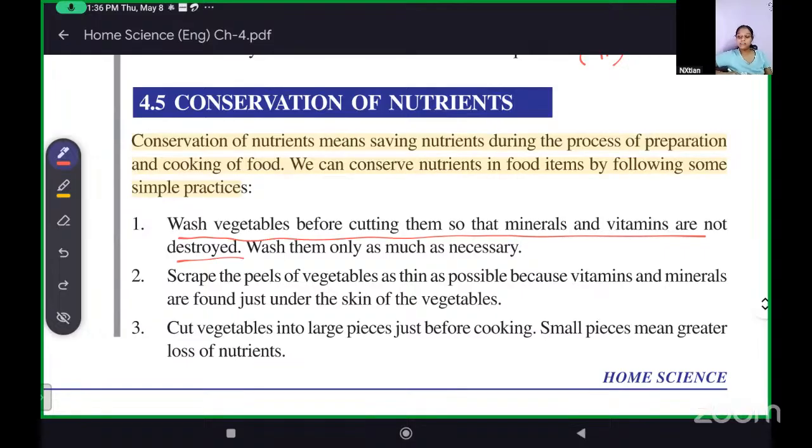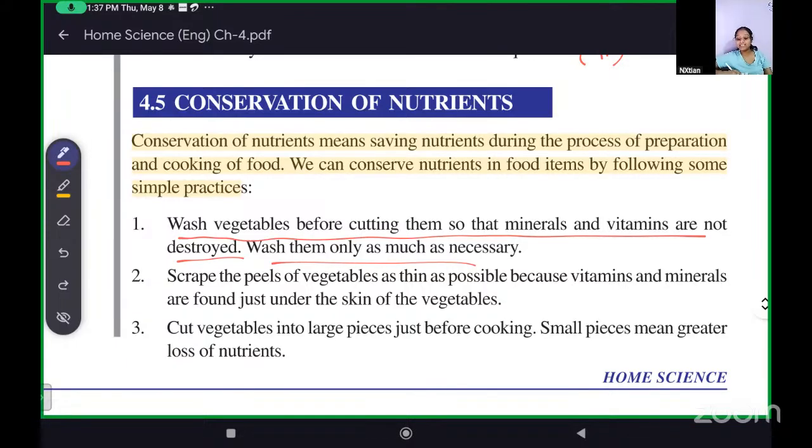Wash them only as much as necessary. Not washing them unnecessarily five times, but only when necessary. Don't do it like first we wash them, then we cut them, then we wash them again, then we keep them for some time, then before eating we wash, then after eating we wash. Don't do that much washing.